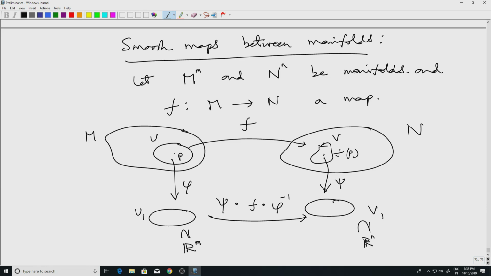Now we get what we want, since this is now a map between open subsets of Euclidean spaces. So it's natural to say that F is smooth at P if this corresponding map that I have here is smooth at, well, P goes to some point here. Let's say this is Q equals phi of P. I would like to say F is smooth if this map, the circle map, is smooth at Q.